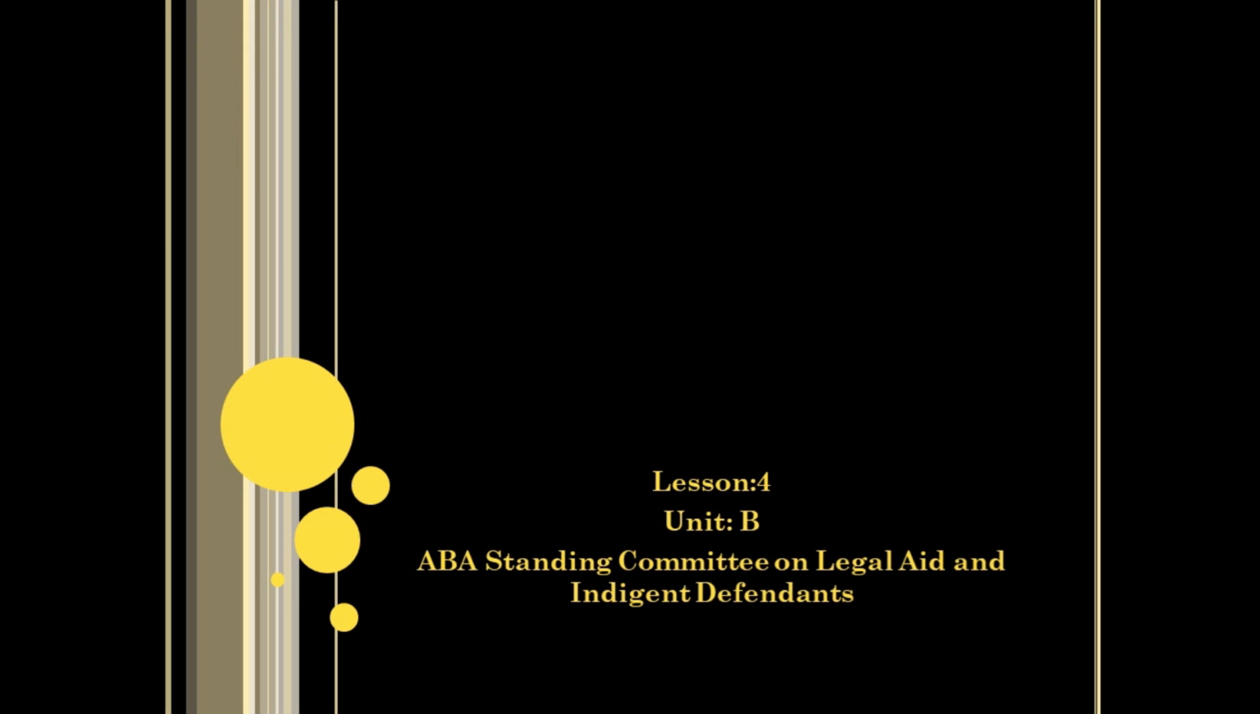Lesson 4. Unit B. ABA Standing Committee on Legal Aid and Indigent Defendants. The ABA Standing Committee on Legal Aid and Indigent Defendants is a standing committee of the American Bar Association that focuses on issues related to the provision of legal services to low-income individuals and indigent defendants. The committee's work includes advocating for policies and programs that increase access to legal services for those in need, providing resources and support to legal aid organizations and pro bono programs, and promoting best practices in the representation of indigent defendants in the criminal justice system.